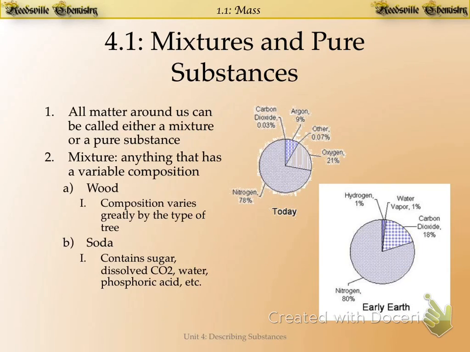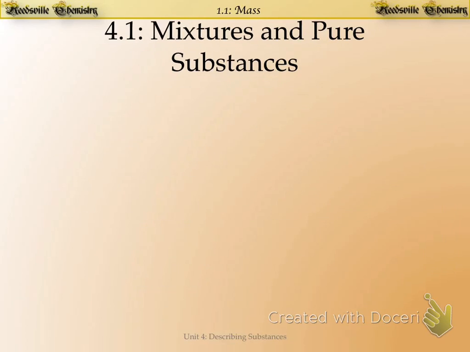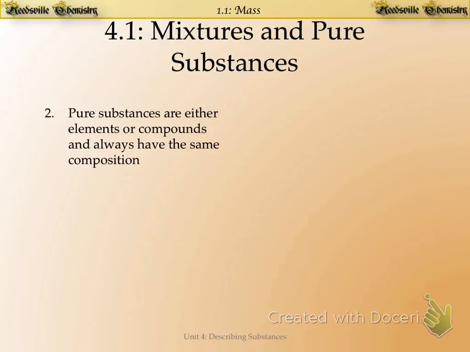This is really, really different from the earlier atmosphere. The composition of the air, the mixture that is our air, has changed over time. Over the billions of years that our Earth has been around, we've seen a different composition arise. We've seen a decrease in nitrogen, a decrease in carbon dioxide, and obviously an increase in oxygen gas, which allows us to exist here on this planet.